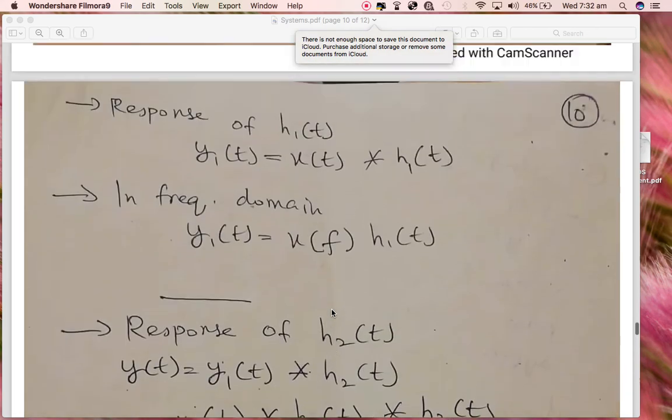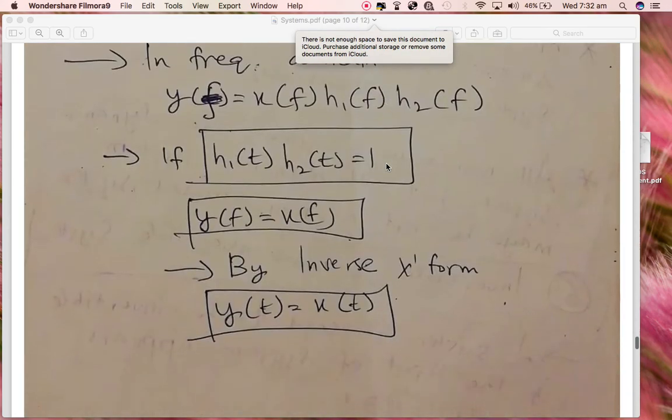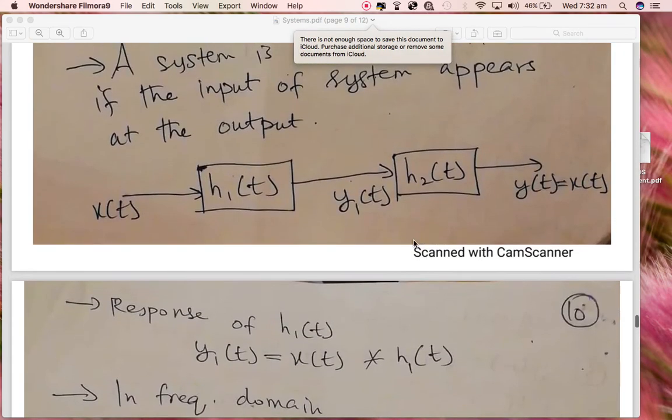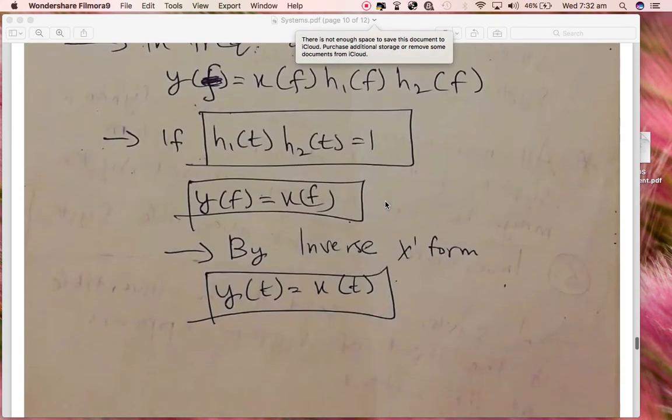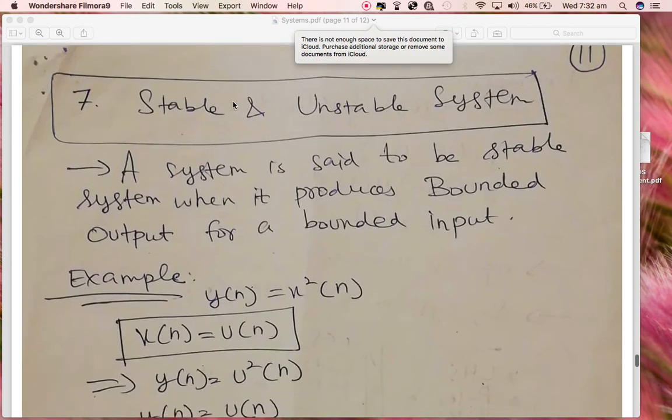So it is a kind of mathematical derivation or interpretation of an invertible system, and this is a demonstration of the invertible system. Any system which is not obeying this mathematical interpretation or this diagrammatic demonstration is a non-invertible system. Now we will look at the definition of a stable as well as an unstable system.